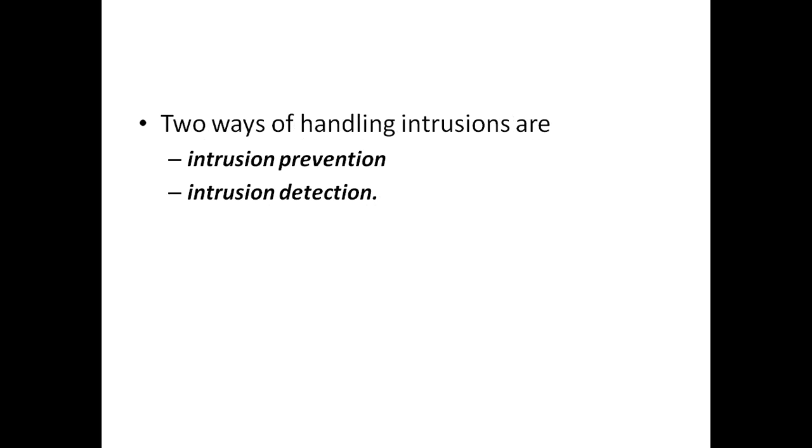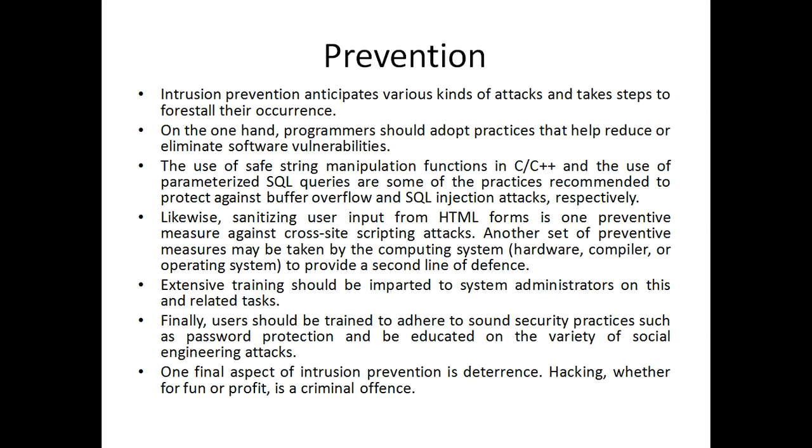So there are two ways of handling these intrusions so that they do not damage your system or any resources. One, we call an intrusion prevention, another is an intrusion detection. So we'll see both what an intrusion prevention system is and what an intrusion detection system is. Intrusion prevention anticipates various kinds of attacks and takes steps to forestall their occurrence. On the one hand, the programmer should adopt practices that help reduce or eliminate software vulnerabilities.